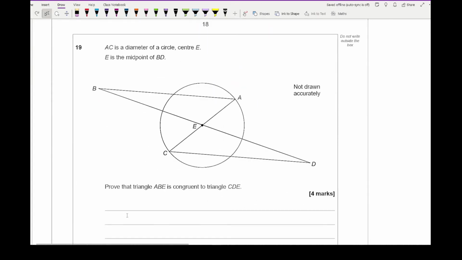Then moving on to question 19, it says that AC is the diameter of a circle with centre E. E is the midpoint of BD. Prove that the triangle ABE is congruent to triangle CDE.